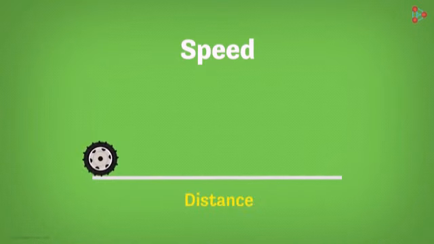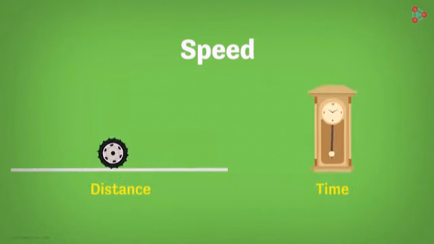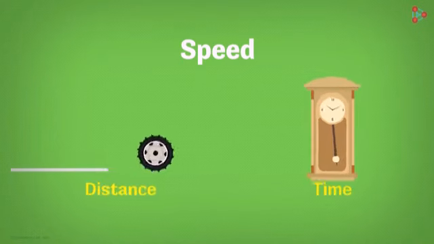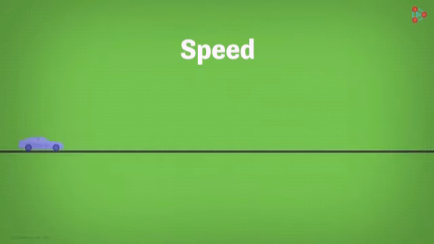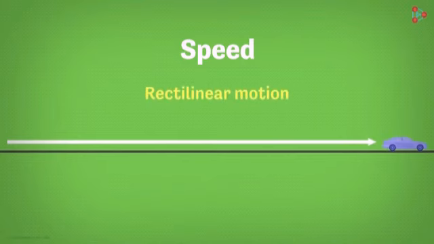How do we define it? In order to know the speed of an object, we should know two things. First, the distance, then the time taken by the object to move. Now see here, a car is moving in a straight line. Can you tell me the type of motion it's undergoing? Since it's moving in a straight line, it is rectilinear motion.